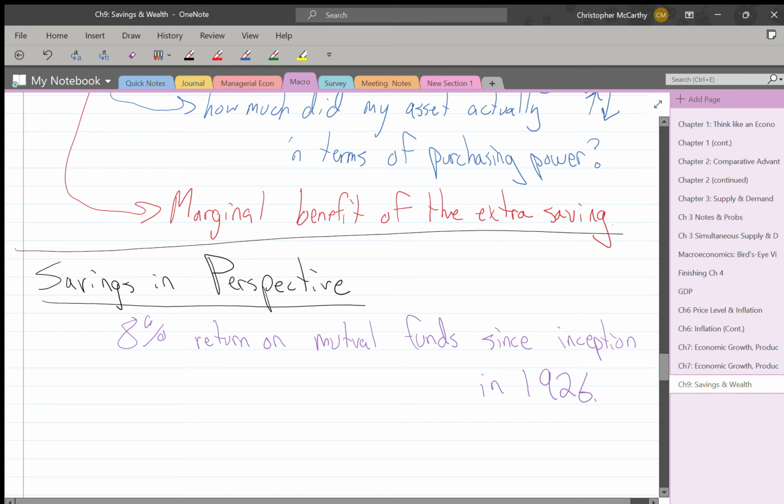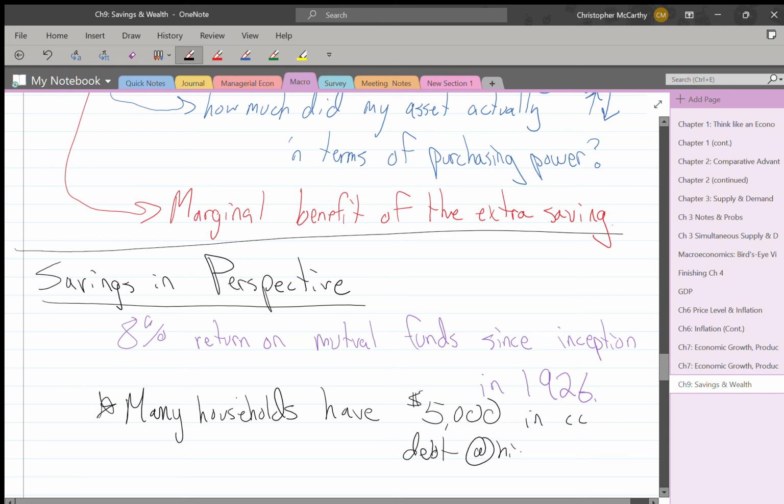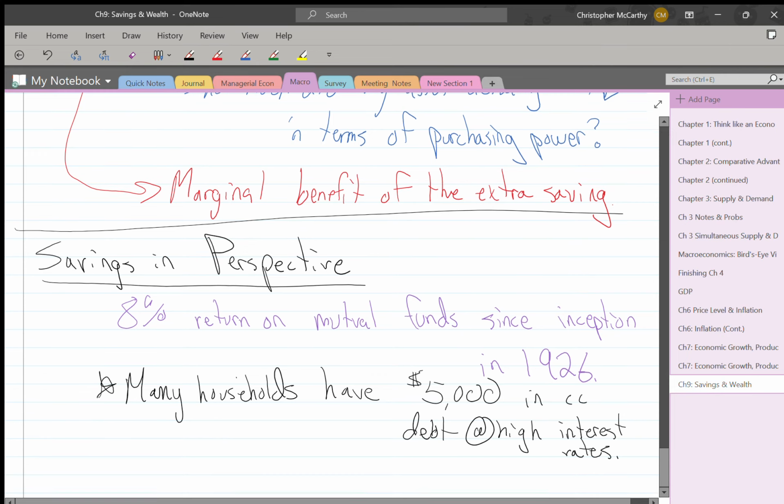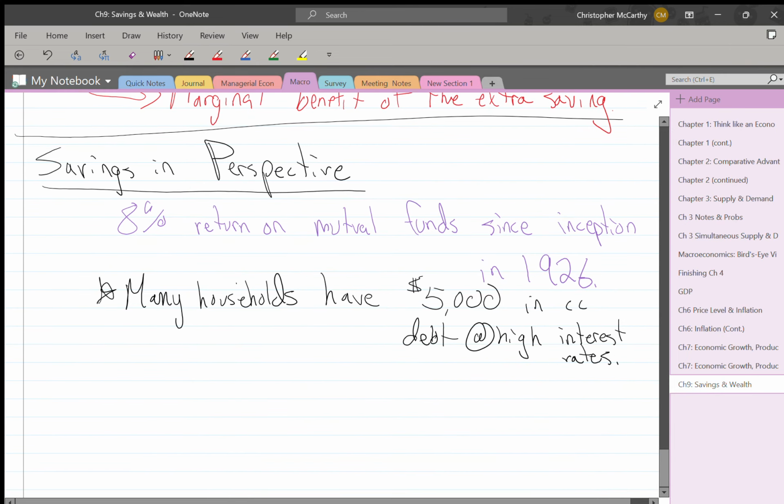So many households in the U.S. have $5,000 in credit card debt at high interest rates, like 29% or something like that. And so the bottom line is that savings pays off in the long run rather than getting in debt. So don't get into debt, period.